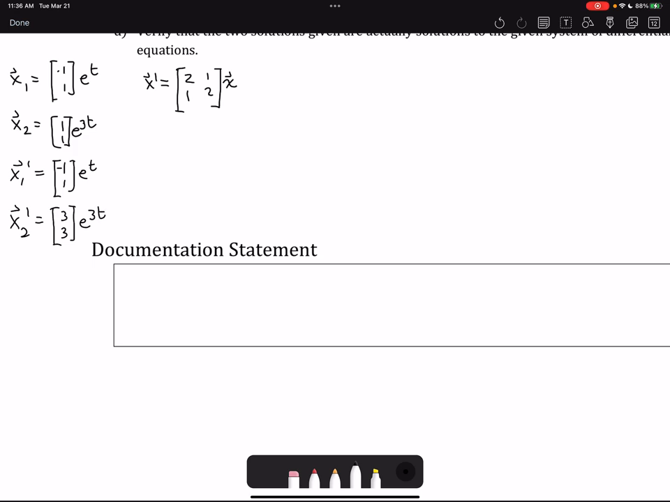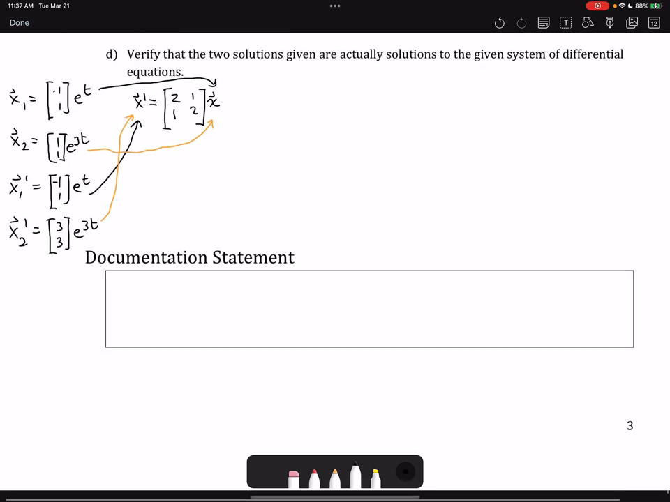So now we plug everything back in. We want to plug this over here and this over here. And then on a second round, we want to plug this over here and this over here. And we want to see if this equation actually holds. So let's go with x1. For x1, we have negative 1, 1, e to the t.